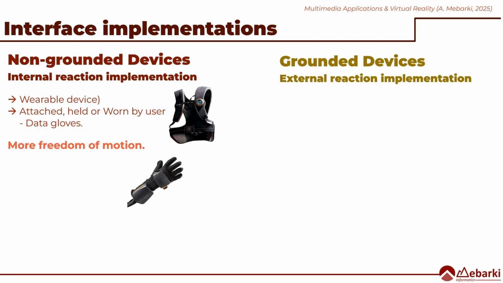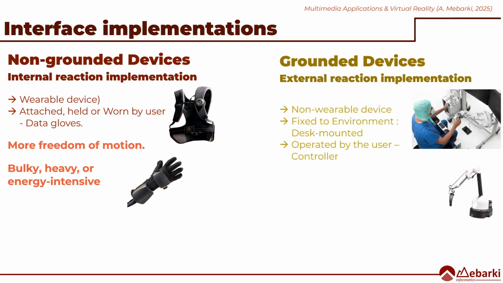Depending on the actuator type, which may involve motors, pneumatic systems, or shape memory alloys, these devices can be bulky, heavy, or energy-intensive. While they are particularly effective for delivering tactile feedback, they can also produce limited kinesthetic forces through internal resistance mechanisms. Grounded or external reaction haptic devices operate by applying forces against a fixed structure, such as a desk, platform, or robotic arm.